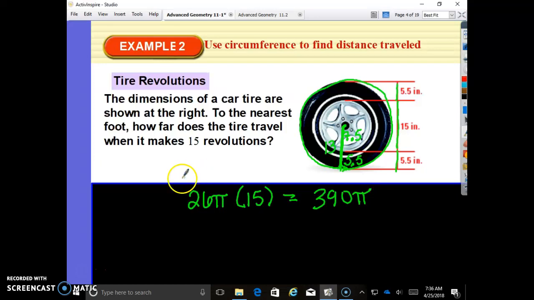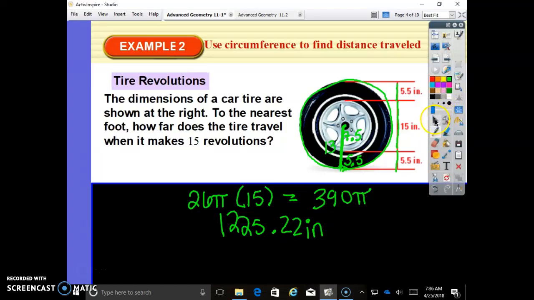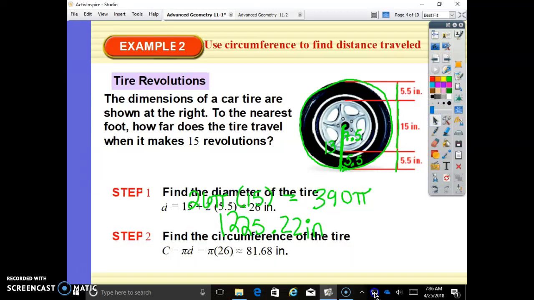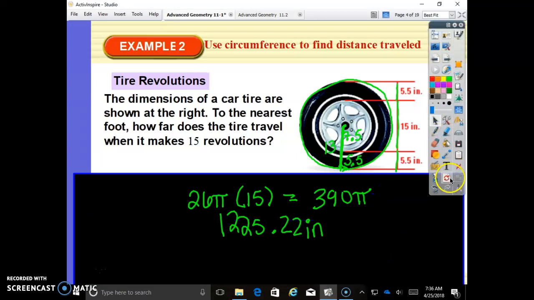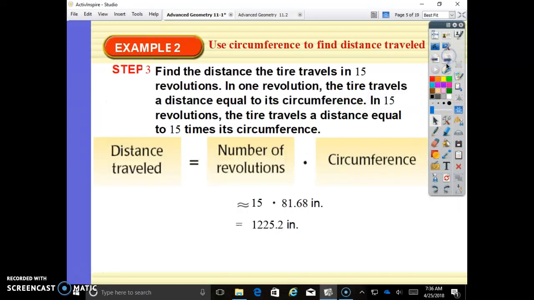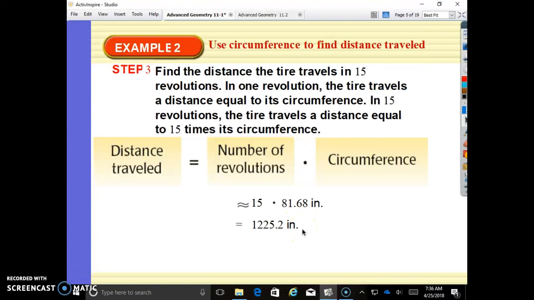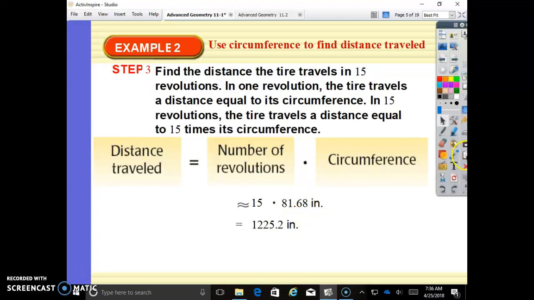If they wanted it rounded, you get 1,225.22, and this is in inches. They got the circumference. They're going to have the answer on the next page. Make sense?